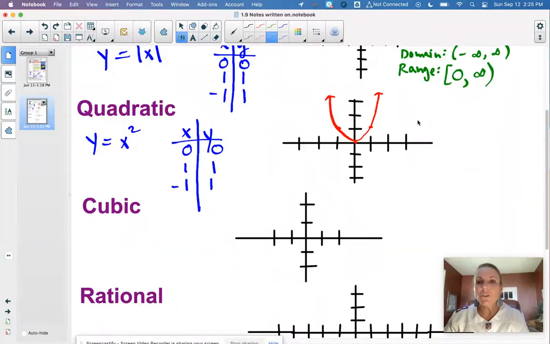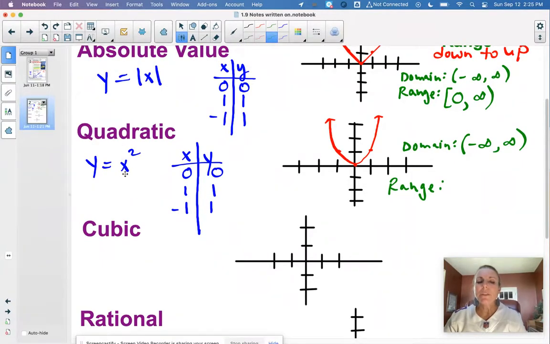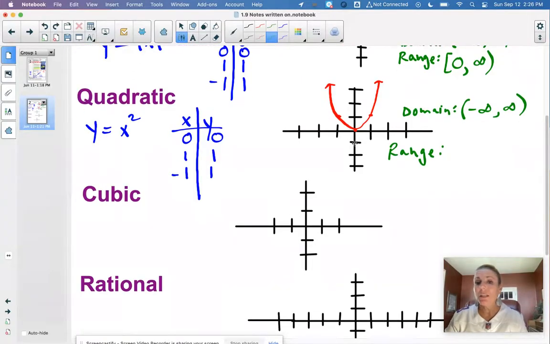All right, let's talk about the domain and the range. Again, the domain is left to right. Again, here, my arrows, yep, I see they're going up, but they're going to the left and to the right forever. So that's negative infinity to infinity. And you can tell that by looking at the function. Any x value on the real number line will work in here and in here. That's why the domain was negative infinity to infinity.